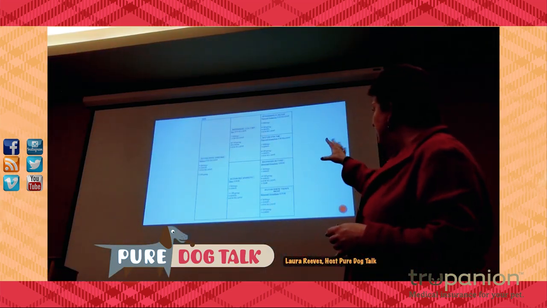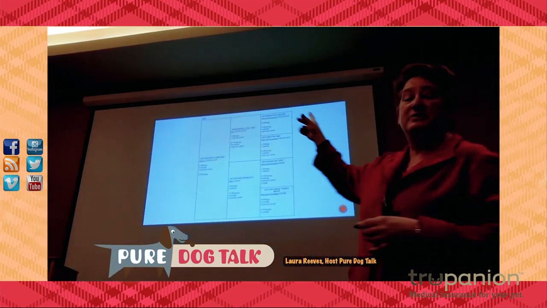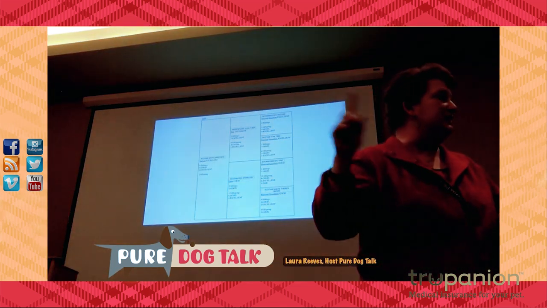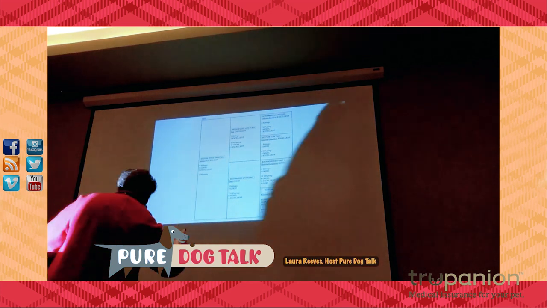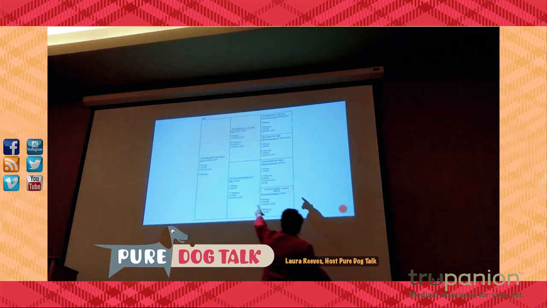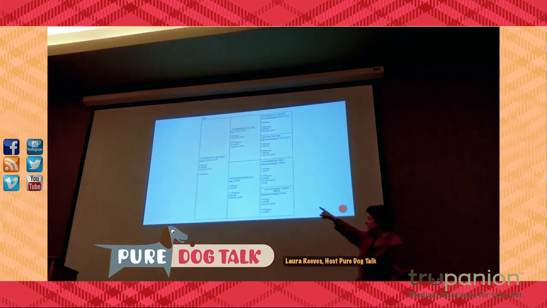This happens to be my stud dog. This happens to be hips. You can do this on any of the tests that they do. All right? And it's going to tell you all the dogs. There's Babe. He had 9 siblings. 5 of his siblings had good hips. 2 of them had excellent hips.